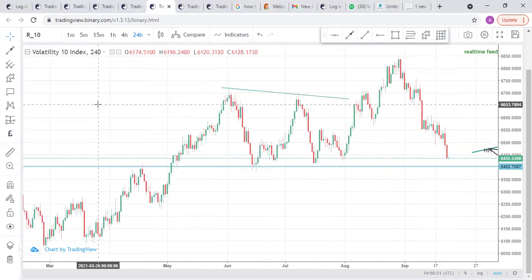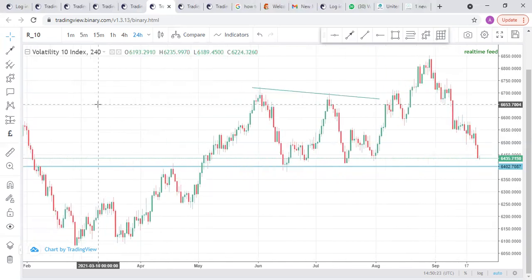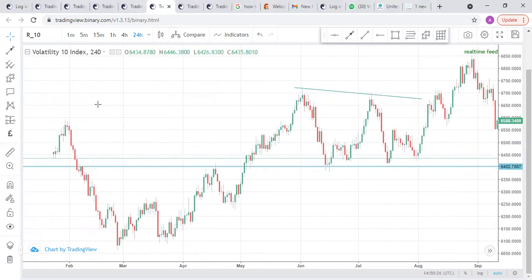The price action movement in the market.